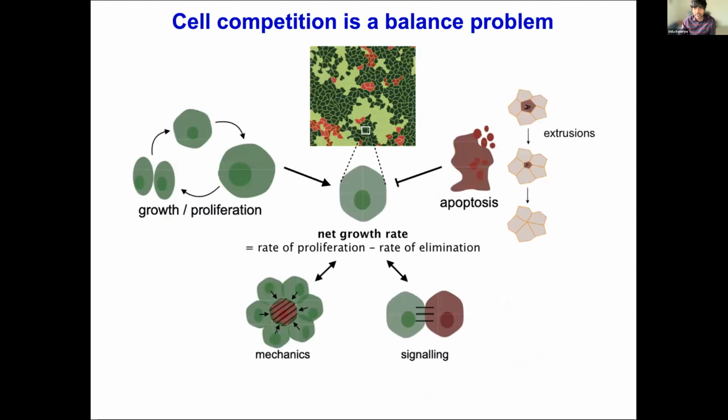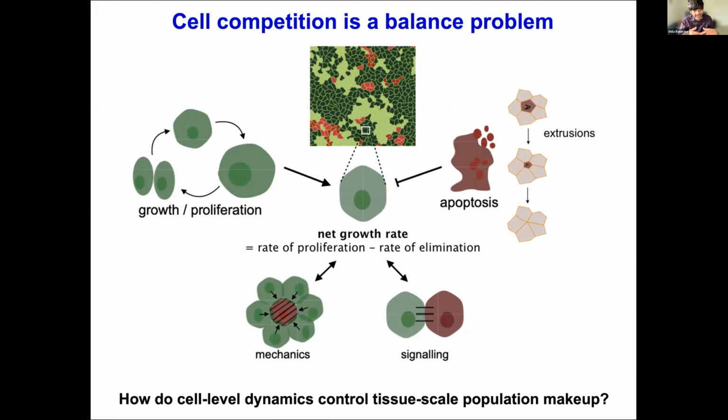So cell competition actually then can be formulated as a balance problem, right? So the net growth of a cell, right? So the survival of a cell depends on its growth rate, and the growth rate depends on the rate of proliferation of the cells, like how fast the cells are dividing, minus the rate of elimination, like how fast the cells are dying, right? And both these factors are not constant parameters. They depend on the local neighborhood of the cells, mechanical forces, etc. Right? So the problem is very complex at the single cell level, right? So I hope I've been able to convince you of that.